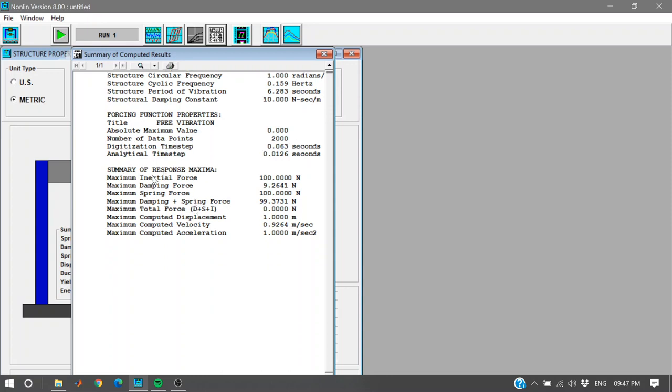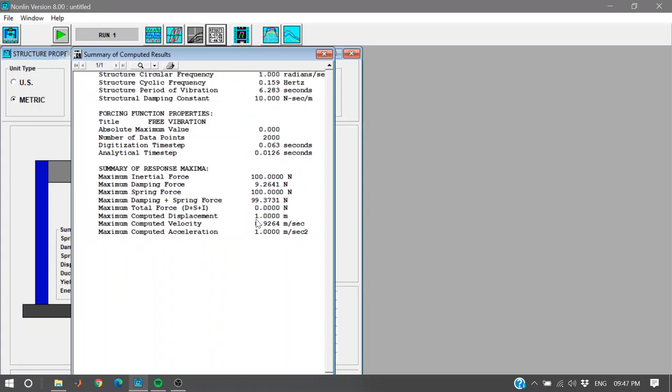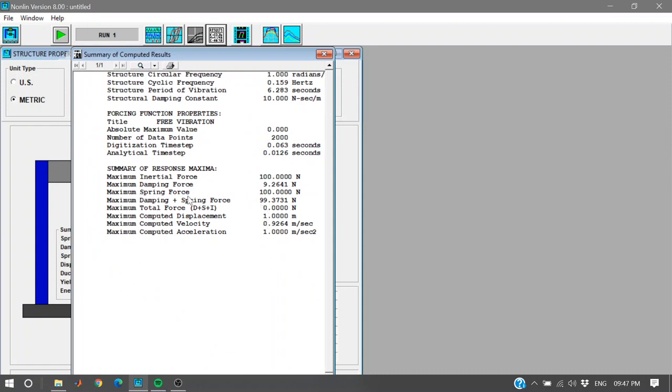And if we see the summary, that is the output response, we are interested in this maximum spring force. This is the force that is going to be generated in the spring for the single degree of freedom system. So maximum spring force is 100 in this case, and maximum computed displacement is 1 meter. So this is what we are interested in: 1 meter and maximum spring force is 100 newtons.